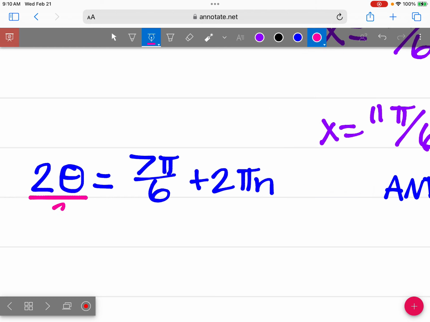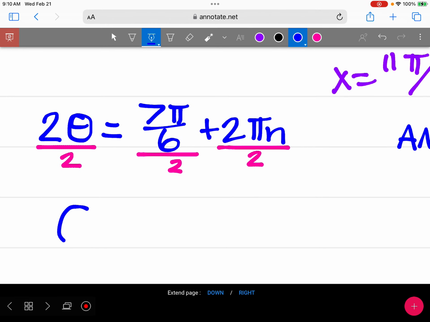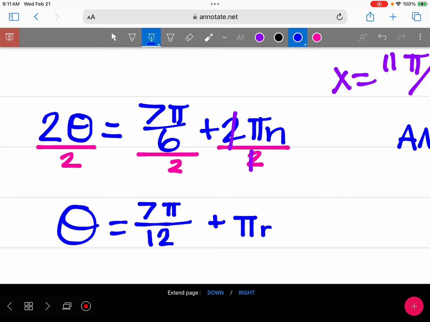So we're going to come over here and we are going to divide this by 2. We're going to divide this by 2. And we're going to divide this by 2. So we're going to get that theta equals 7 pi over 12 plus, and then these 2's cancel. We get pi n.